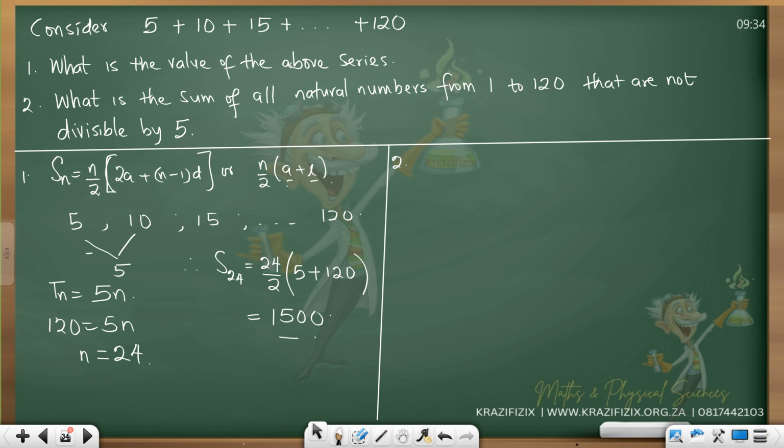Thank you. What is the sum of all natural numbers from 1 to 120 that are not divisible? Wait. Number one, the examiner says sum of all natural numbers. It means from 1 that are not divisible. We need to add 1 plus 2 plus 3 plus 4. 5 is divisible, so I'm going to say 6 plus 7 plus 8 plus 9. I cannot add 10 plus 11 plus 12 plus 13 plus 14. I'm going to jump. Okay, do you notice this is so complex?